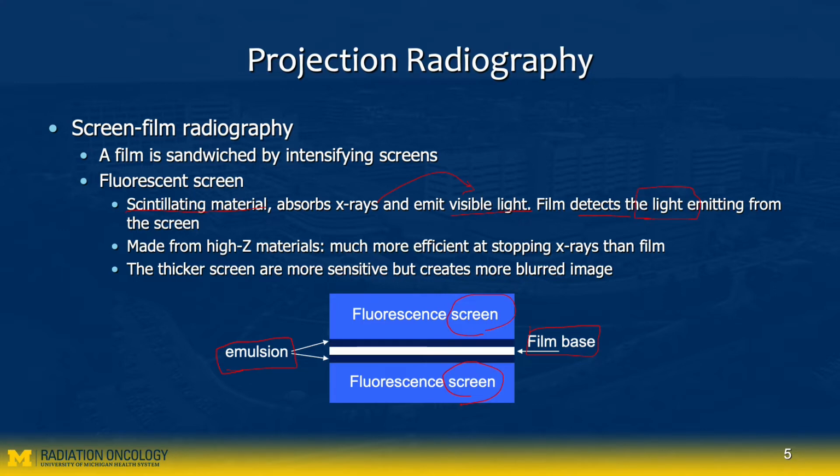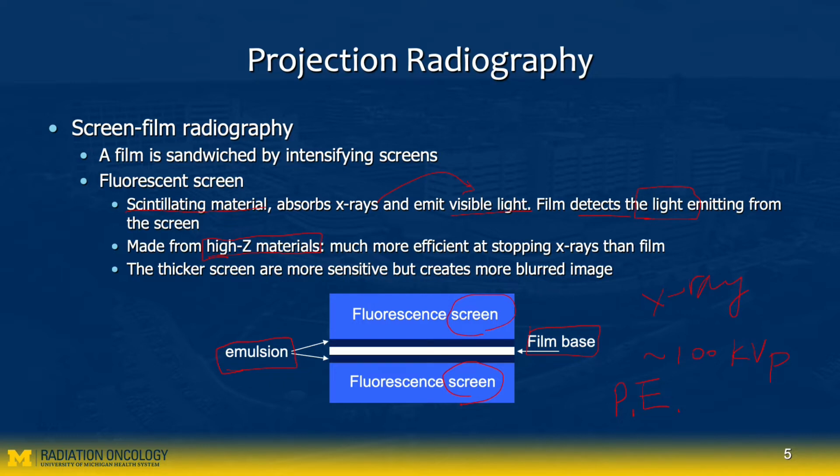Okay, so what is it made out of? It is made out of high atomic number materials. Why? To increase the efficiency of stopping X-rays. Typical film imaging X-ray energy is about 100 kilovoltage peak. So the high Z material of the screen will be most effective to stop X-rays or interact by photoelectric effect. Okay, so the thicker the screens are, the more sensitive, but we cannot make the screen infinitely thick because as the screen gets thicker, it creates a blurred image.